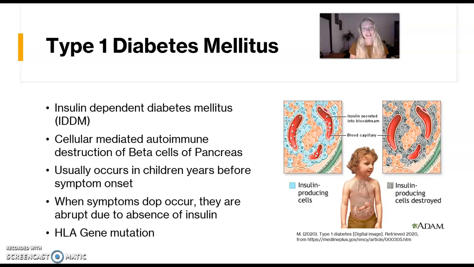And it is caused by an HLA-DR gene mutation. That HLA locus on DNA is responsible for a lot of autoimmune diseases. And type 1 diabetes is considered to be an autoimmune disease because your own body is attacking itself.